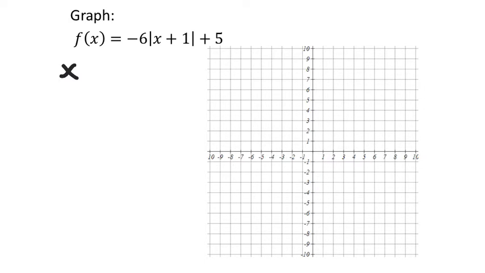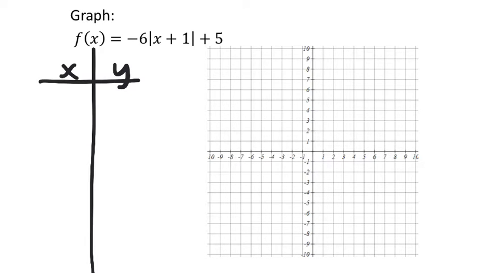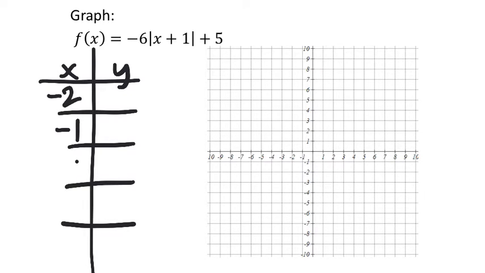We've got x's and y's. And let's hope that, again, the same 5 values will work for us. Let's try the same values. I'll say -2, -1, 0, 1, and 2.